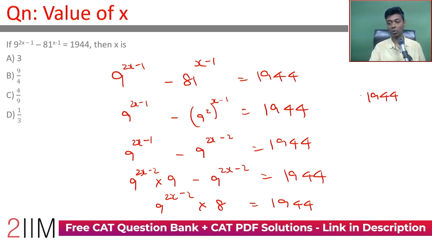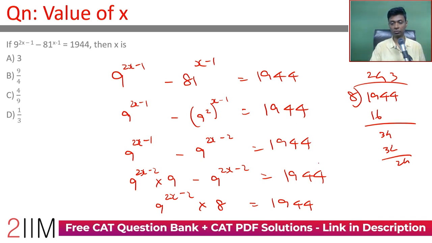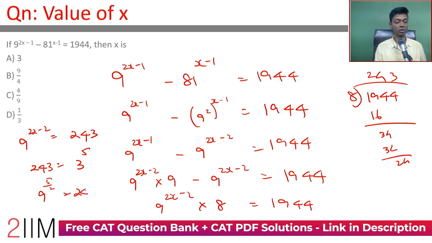Let's do 1944 divided by 8. We should be through. 2, 16, 34, 4, 32, 3. And so 9 power 2x minus 2 equals 243. 243 is 3 power 5. This is 9 power 5 by 2 is 243. Or 2x minus 2 equals 5 by 2. 2x equals 9 by 2. X is 9 by 4.